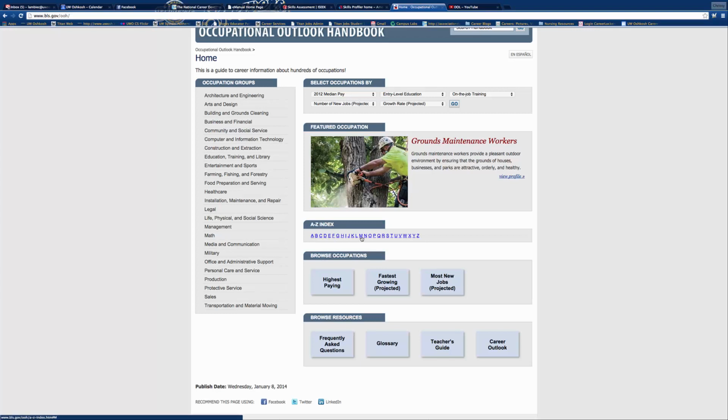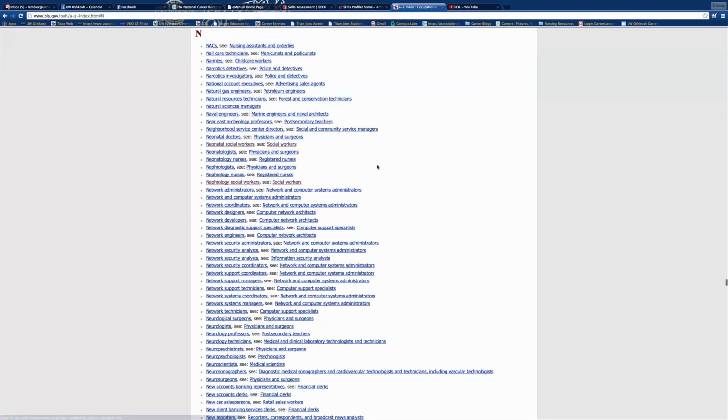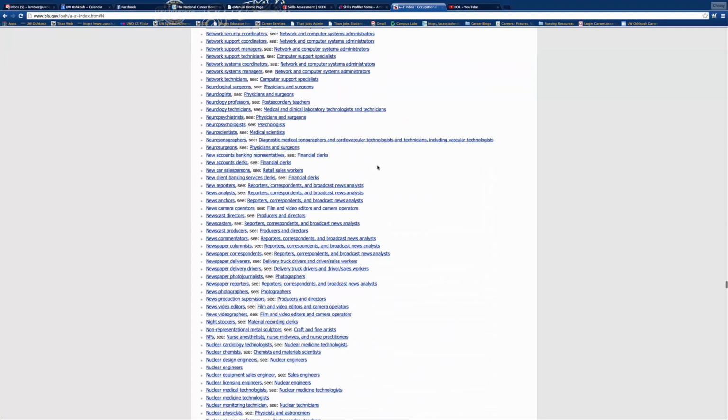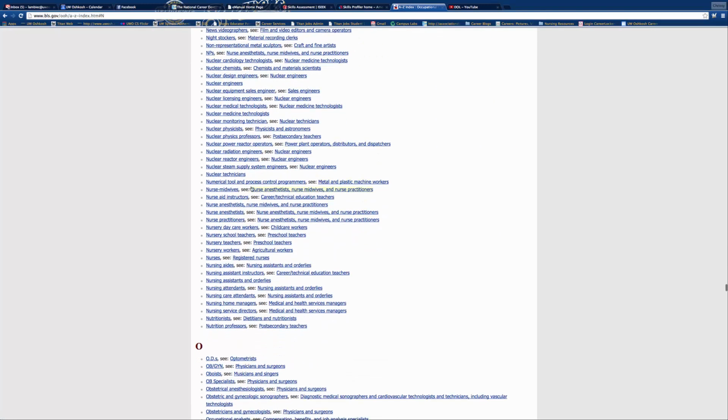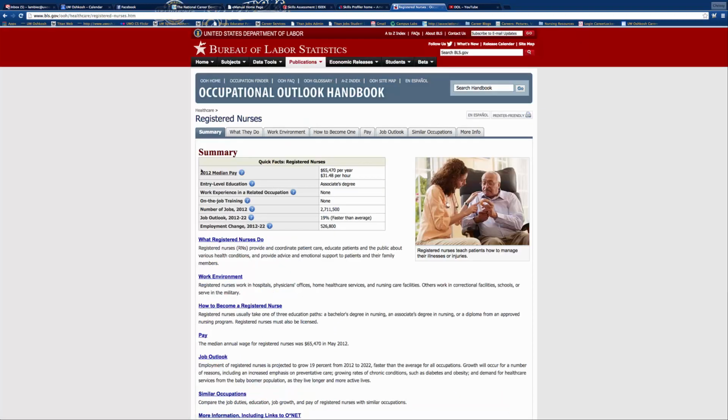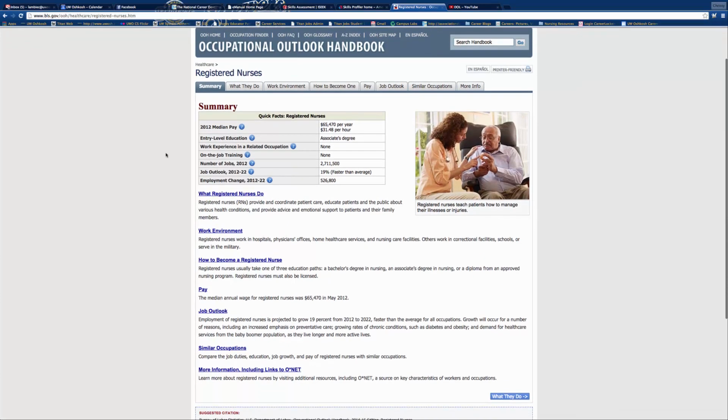Most of the time, the students I work with typically go right to the A to Z index because they have an idea of the type of occupation that they want to pursue. So for example, obviously I work with nurses, so I'm going to go to N, and it'll take us to the N's, and then we can search for our nurses. It also breaks them down into the different types, but I'm going to click on registered nurses, and what this does essentially is it brings us to a page similar to something that we had looked at in the Career Locker. Many of these websites that have occupational information are going to be very similar.